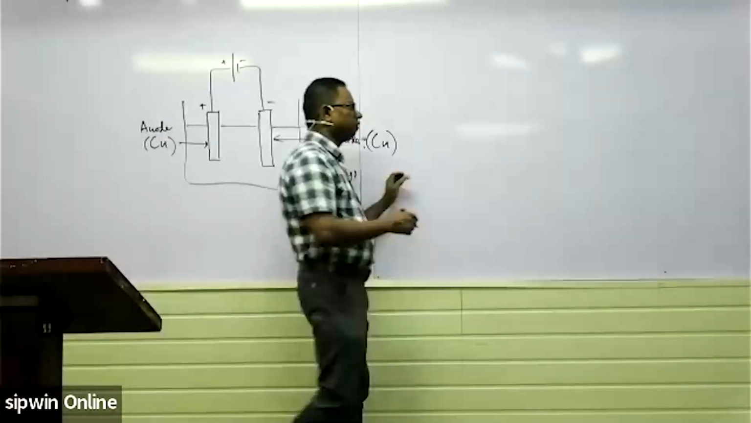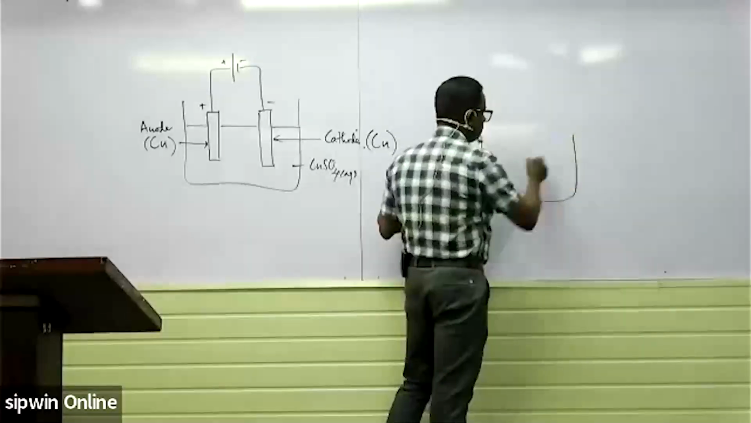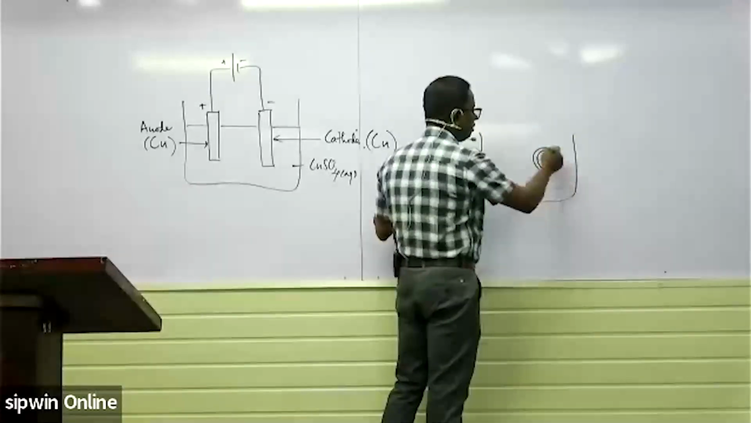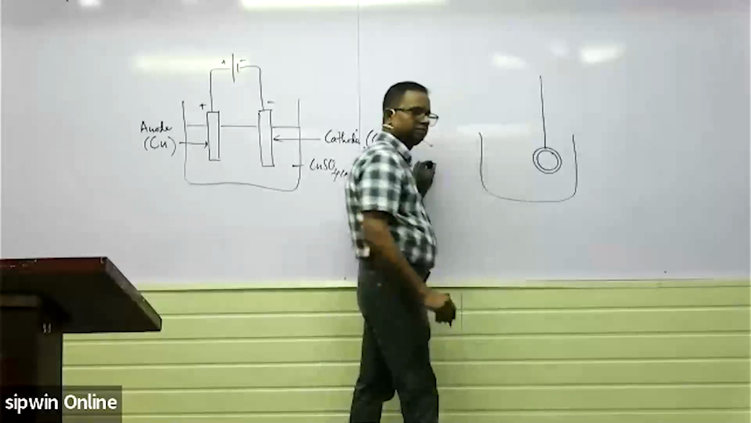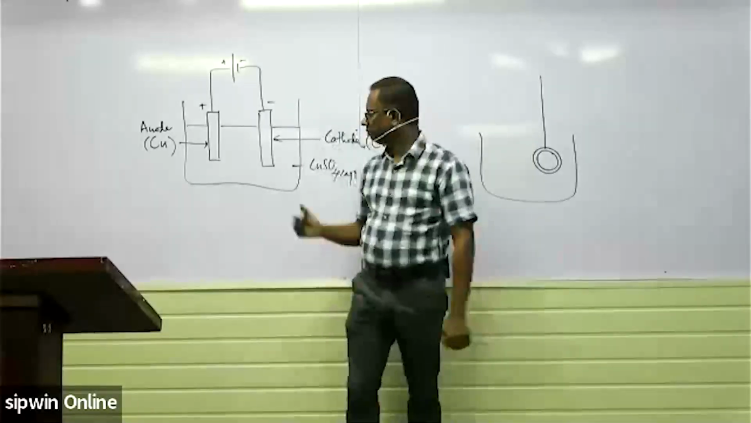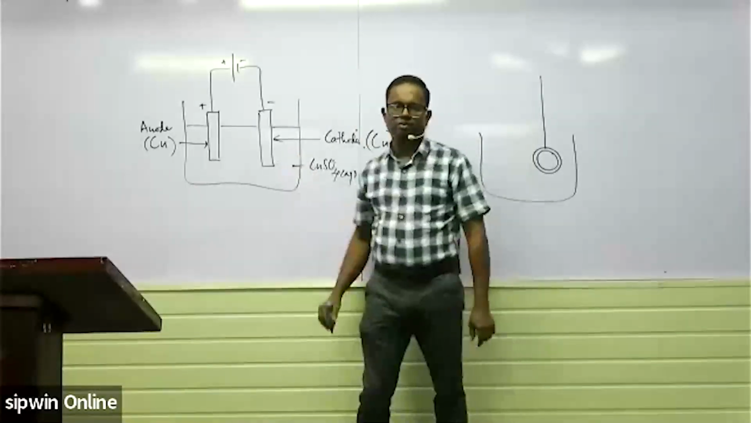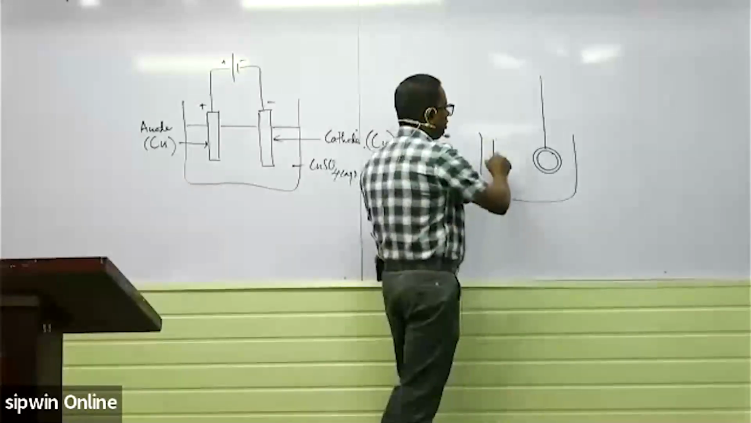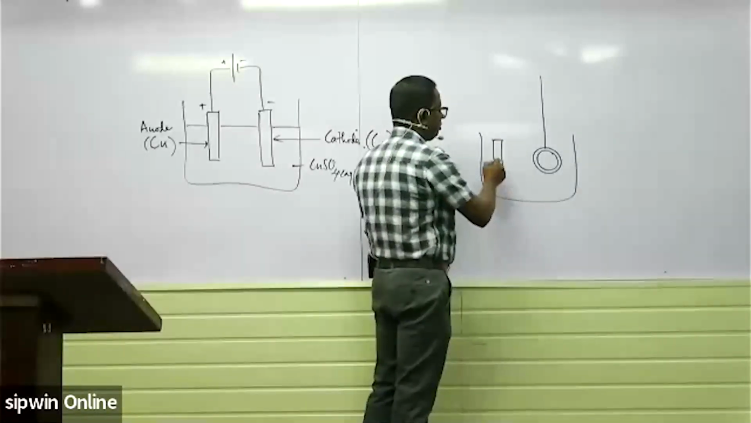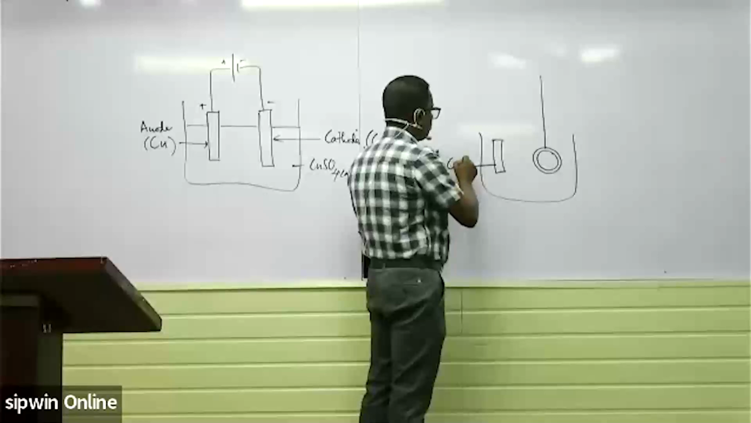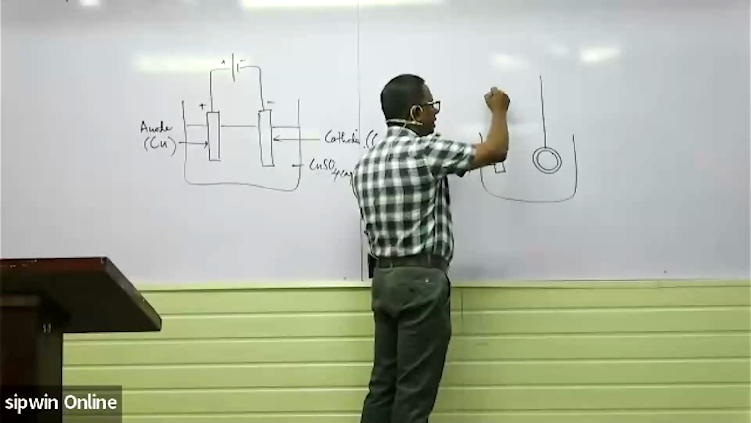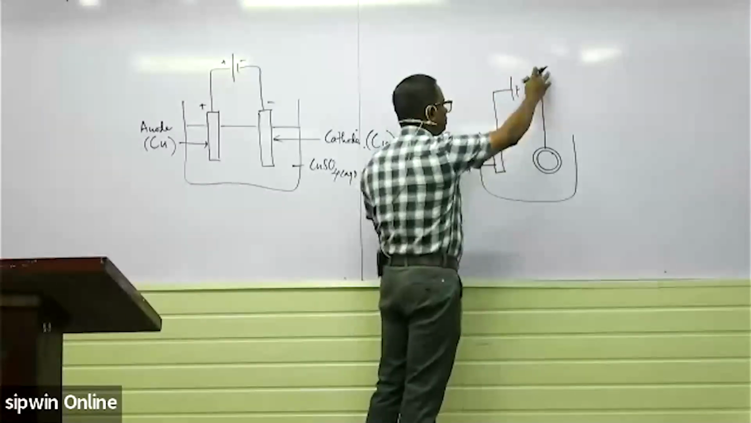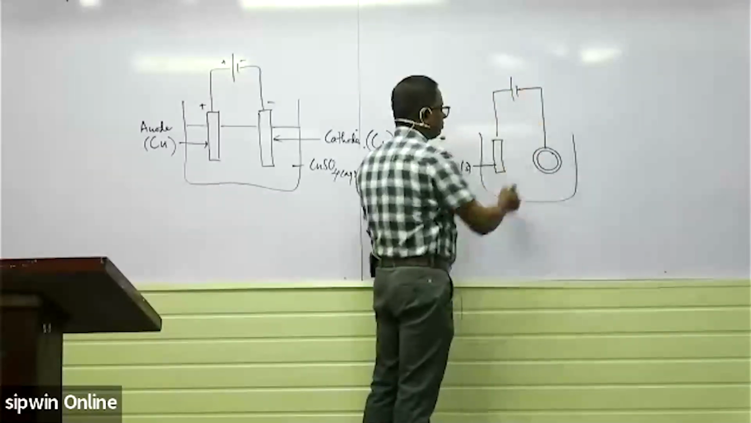The metal we want to electroplate, say a ring, is here as the cathode. Here is the metal we want to deposit. We want to plate copper, so copper, the electroplating metal, is here as the anode. This one is the cathode.